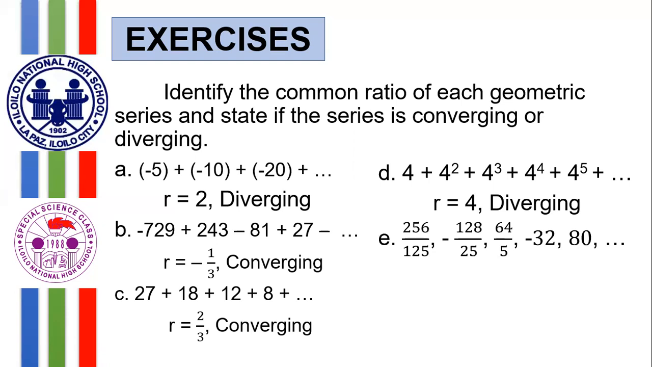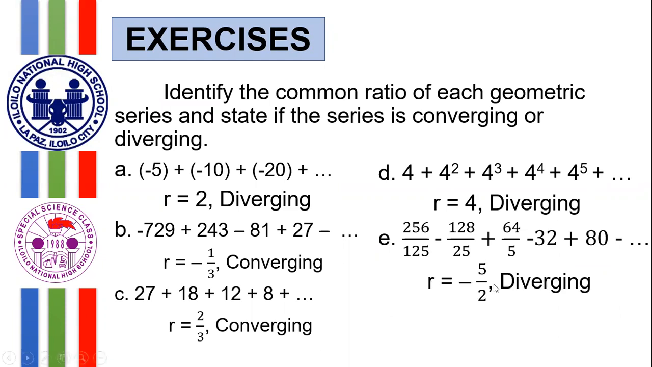And lastly, how about if you have this sequence first? But for now, let's make it a series. How about this? Using your calculators and using a similar process, you could actually see that your common ratio here is negative 5/2, or that's negative 2.5. Getting the absolute value of negative 2.5, you have 2.5, which is greater than 1. Hence, this series is diverging.